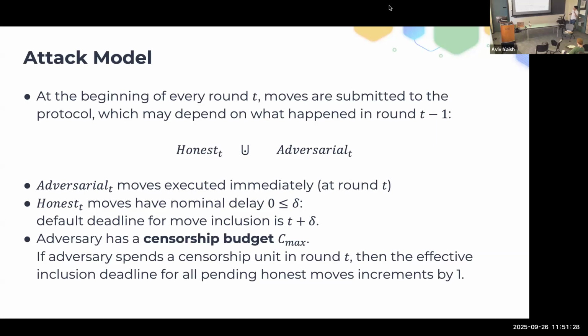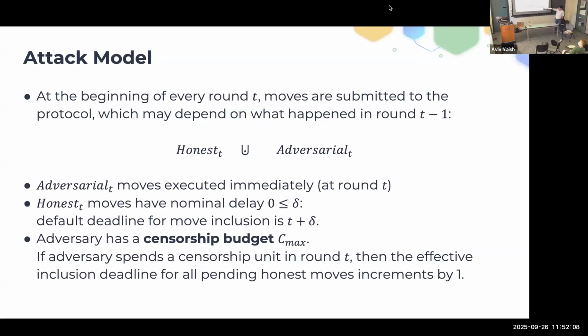So we assume that at the beginning of every round T, moves are submitted to the protocol, and these moves may depend on what happened in the past. The honest party sees the state of the protocol graph at the beginning of the round, and there are some honest moves and some adversarial moves that are submitted. We are assuming that the adversarial moves are just executed immediately in the round that they were submitted. Again, these rounds are Ethereum blocks, so in order to be executed, they need to be included in that block.